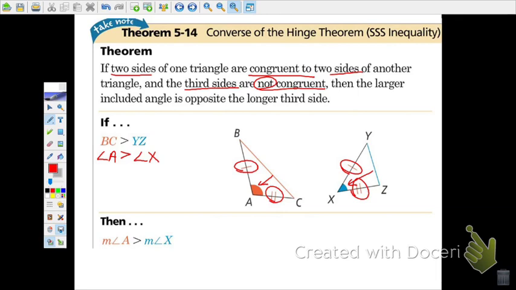Yes, Sarah? My question being, do we have to circle those congruent sides and everything? You don't need to circle those congruent sides on your paper. You definitely, though, want to look and make sure you have two sides that are congruent. Because if you don't, then you can't use this. You just wouldn't have enough information to make that determination. Okay, good question.